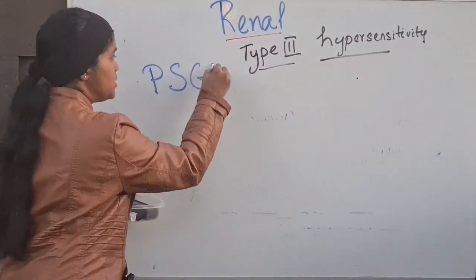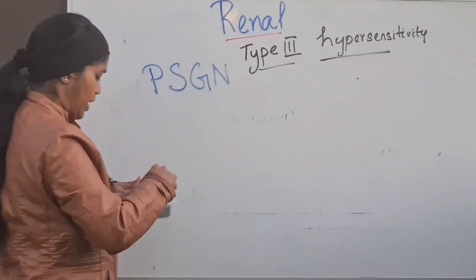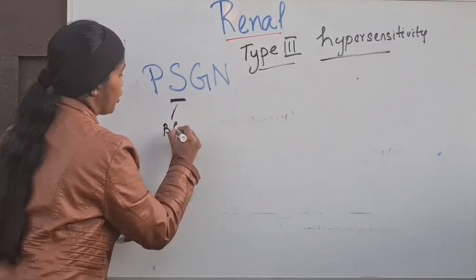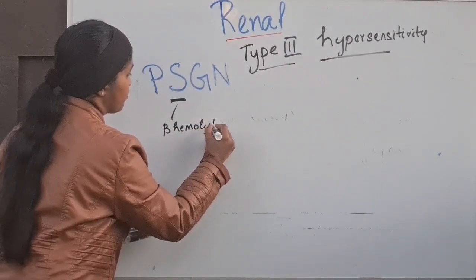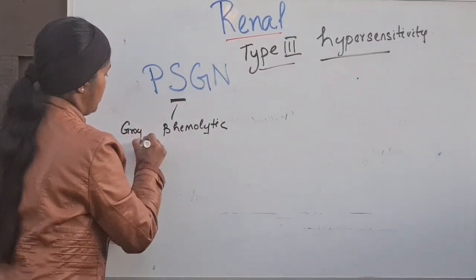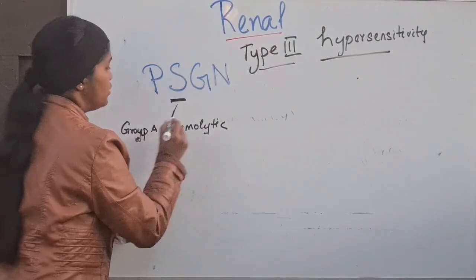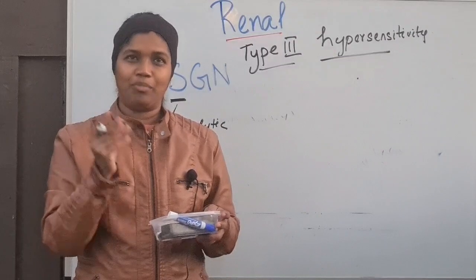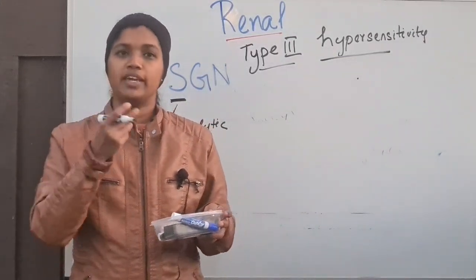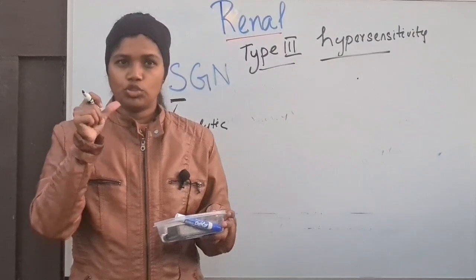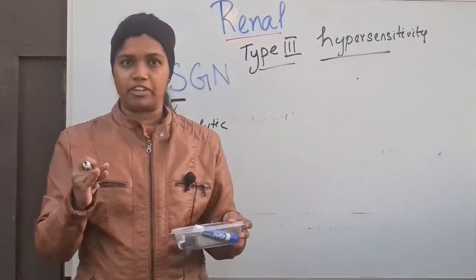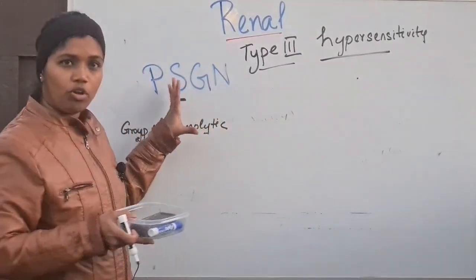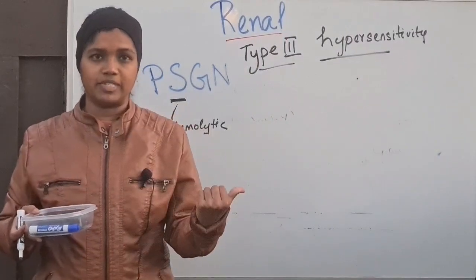So what is this? They have had a streptococcal infection, not the ordinary one. It is the beta hemolytic streptococci, group A beta hemolytic streptococci. This group A beta hemolytic streptococci is capable of causing two kinds of infections. It can cause a sore throat, and it can also cause skin infections like erysipelas, impetigo, as well as cellulitis.